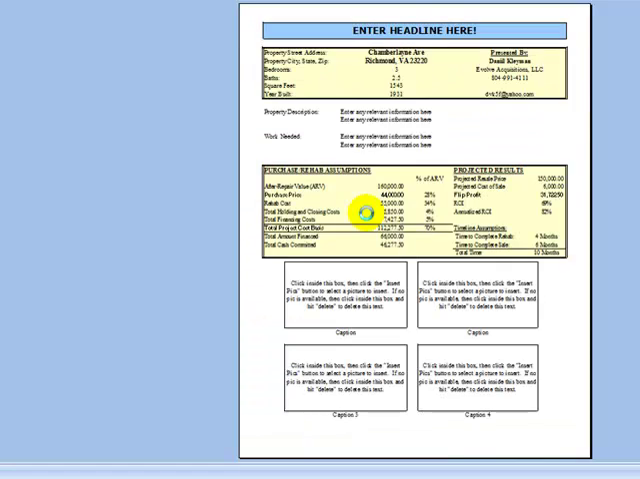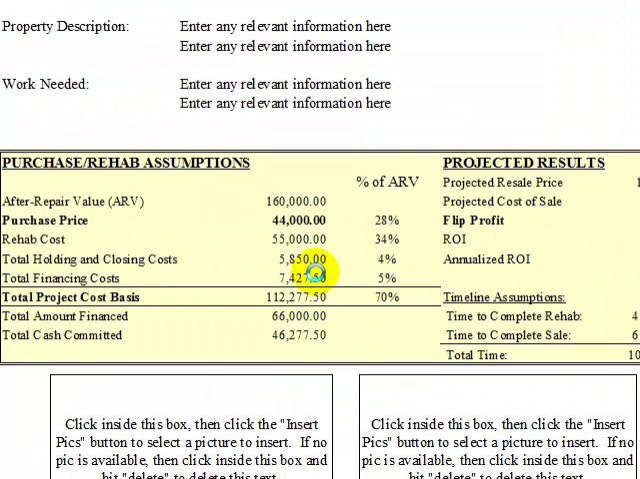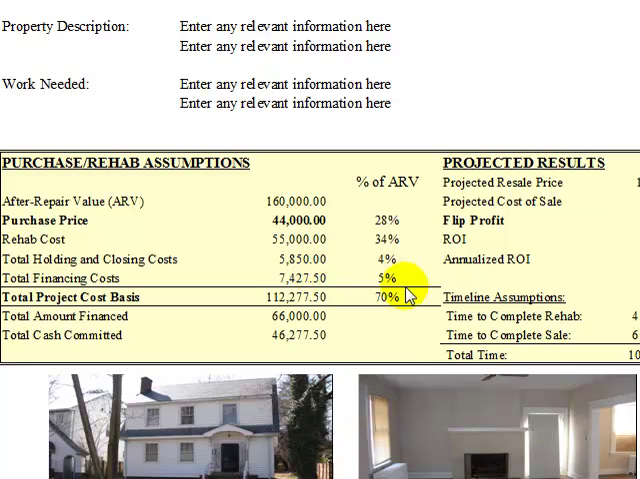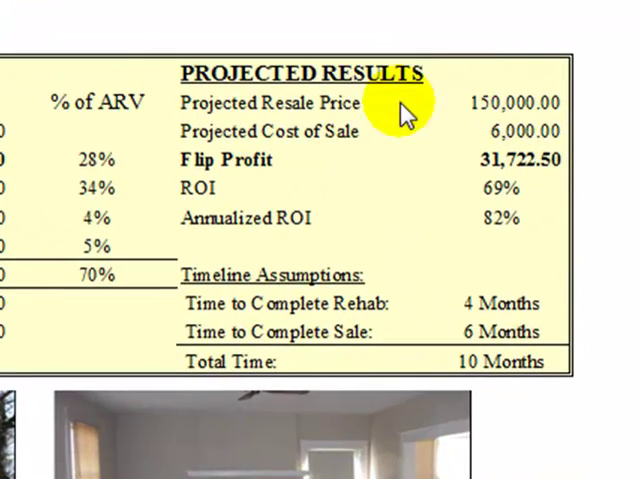And so what I'm showing the banker essentially is some basic information on the property, but I'm also showing the banker my plan. You know, along with the pictures, I'm showing the banker, look, this is the after repair value, this is what I'm buying it for, this is how much money I'm going to put into it. These are going to be my projected holding and closing costs. This is what I plan to pay in financing. This would be my project cost basis, my loan amount that I get from you. This is how much cash I'm going to commit to the deal. And I project I'm going to sell this at 150, etc. And here's my assumed timeline.